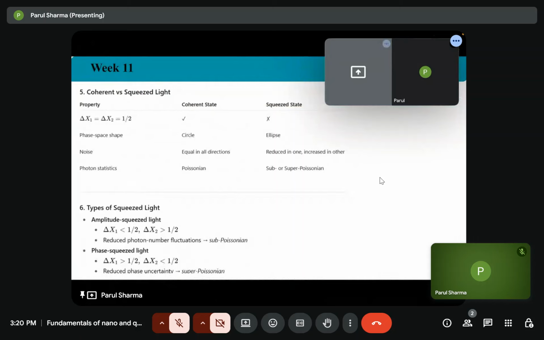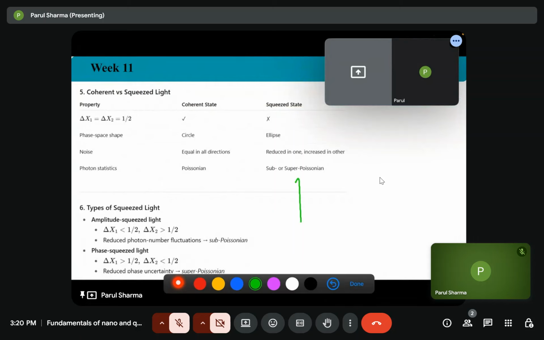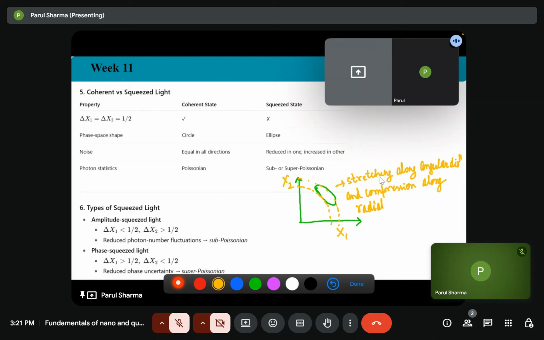Next, if the squeezing is like this, so now here the stretching is along the azimuthal angular direction and compression along the radial direction.